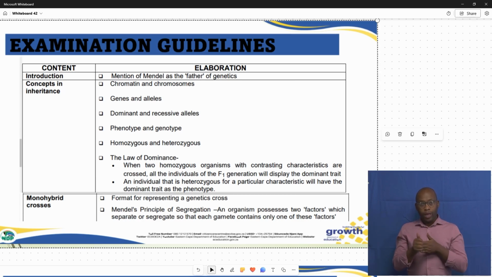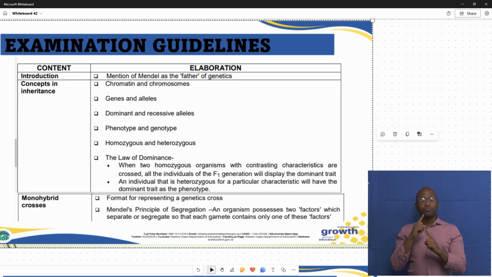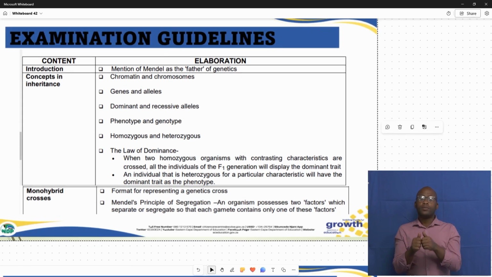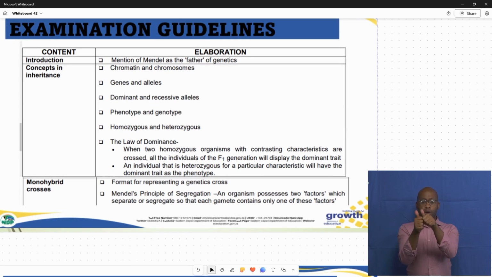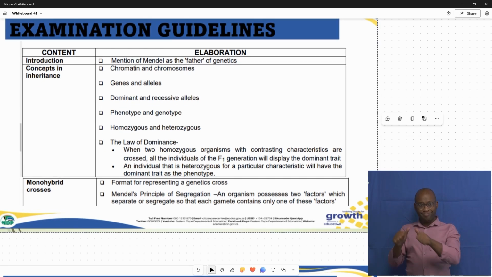Now, the first concept that we are going to be looking at today, we are going to be talking about Gregor Mendel as the father of genetics. We are also going to be talking about chromatin and chromosomes. We are going to look at genes and alleles. We are going to look at dominant and recessive alleles. We are going to look at phenotype and genotype. We are also going to differentiate between homozygous and heterozygous alleles, and we are also going to be looking at Mendel's laws. First one will be the law of dominance, and the second one will be the principle of segregation, and we are also going to be looking at the basic format of a monohybrid cross.